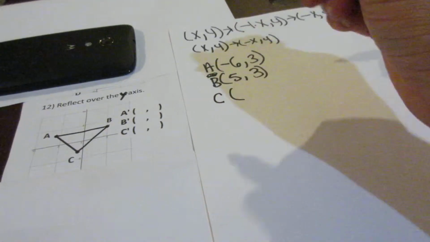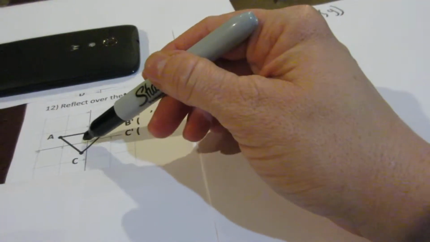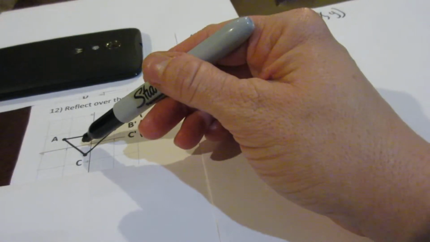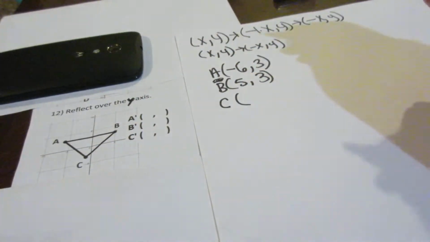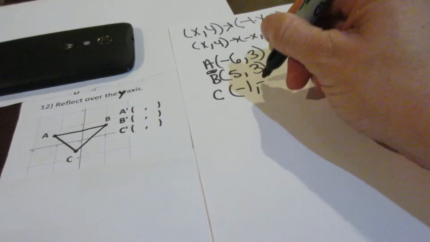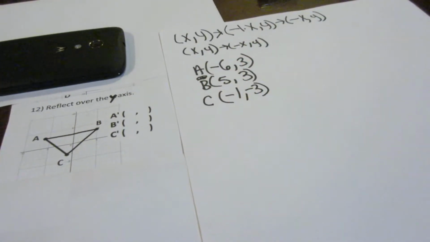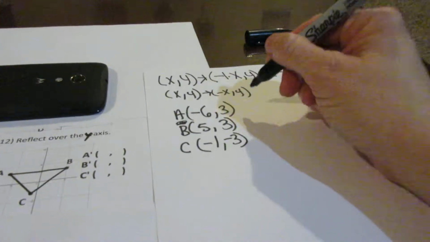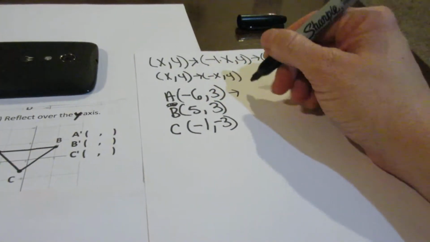And then for point C, we are going left 1, so left is lower, it's going to be negative, and down 3, so that's going to be negative as well. So that's going to give us -1, -3. Alright, so now I'm going to go back through and apply our rule.